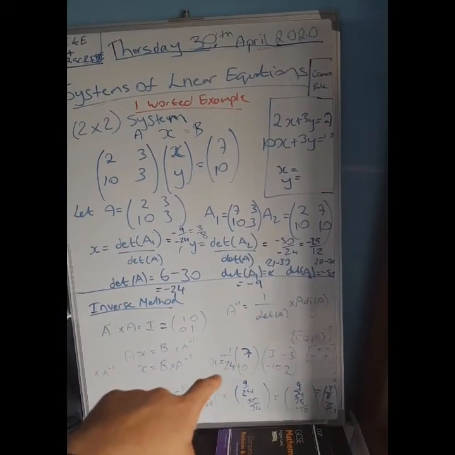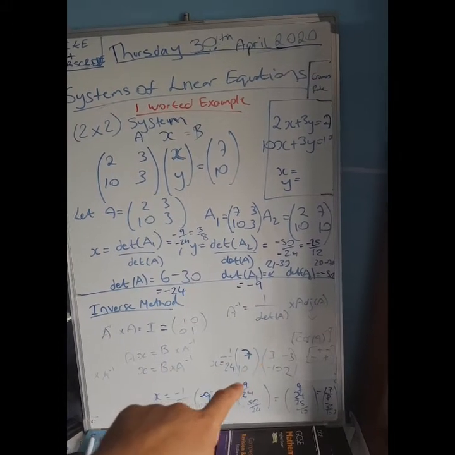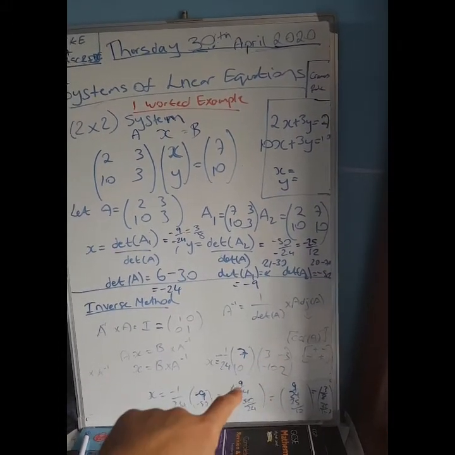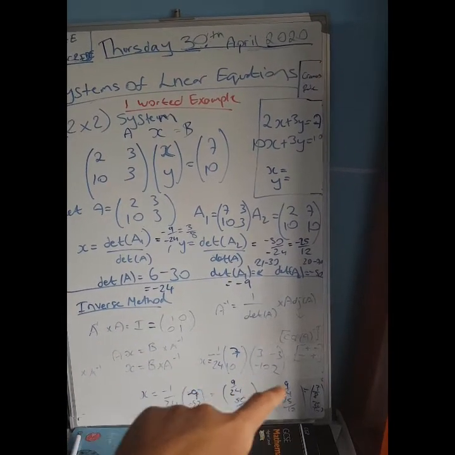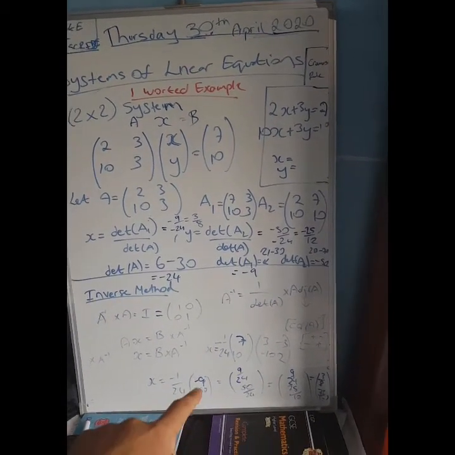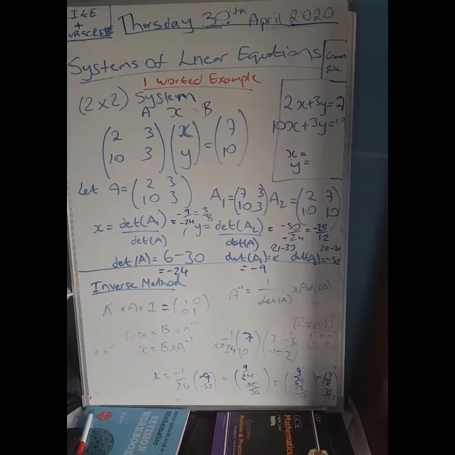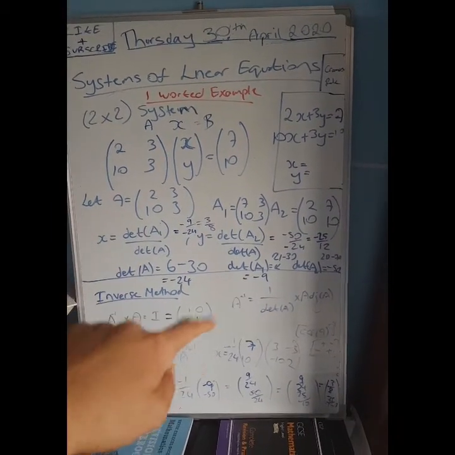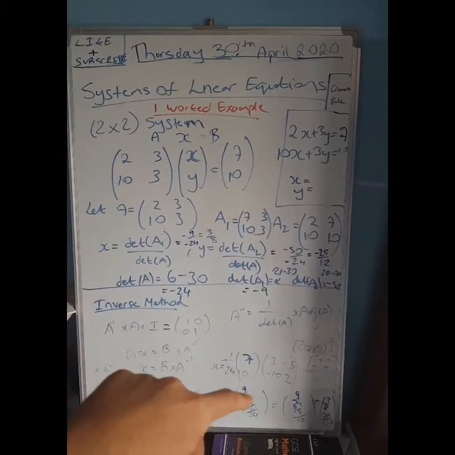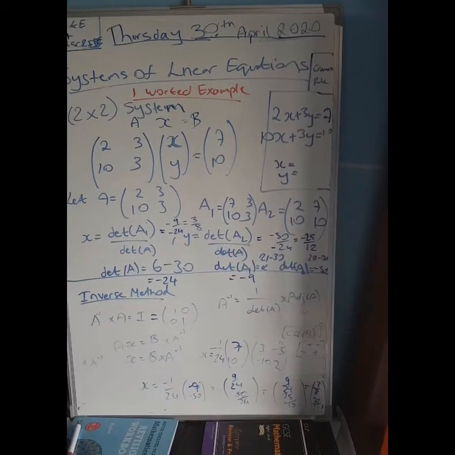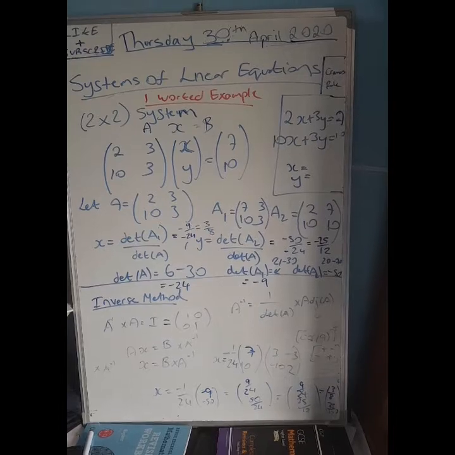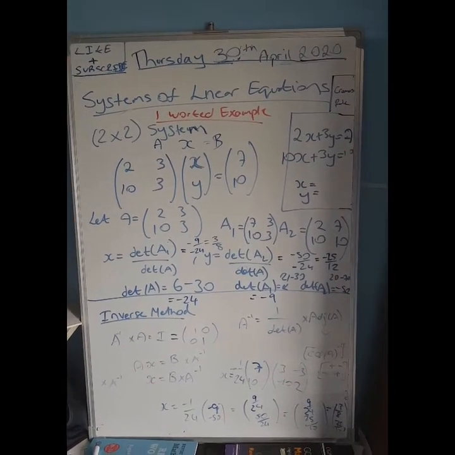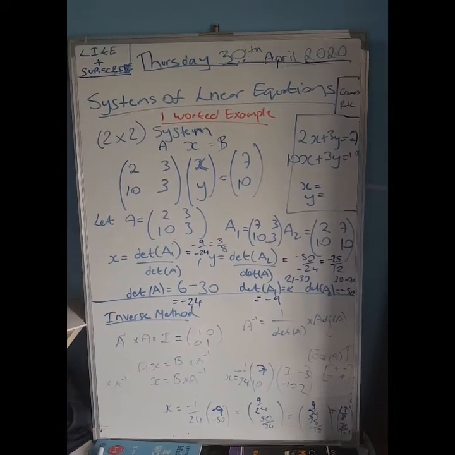So multiplying that, 7 times 3 plus 10 times minus 3 gives me minus 9. 7 times minus 10 plus 10 times 2 will give me minus 50. So x is equal to minus 1 over 24 times this vector. I get this, and then it simplifies my answer to 3 over 8 for x, and then y is equal to 25 over 12. So that is my solution to that, using two different methods.